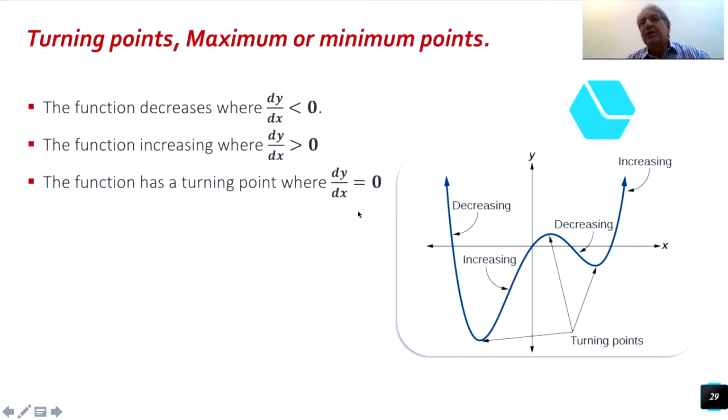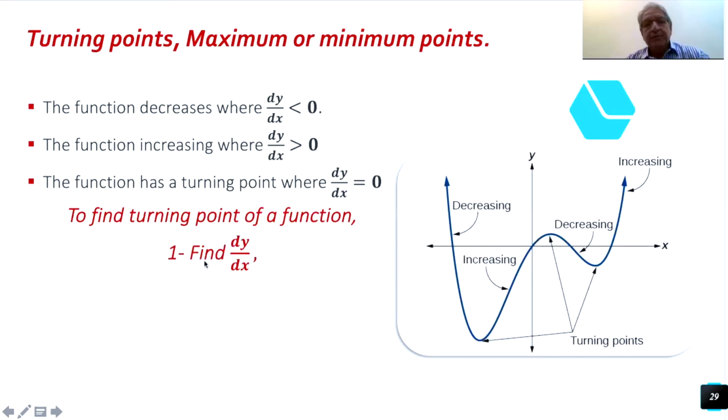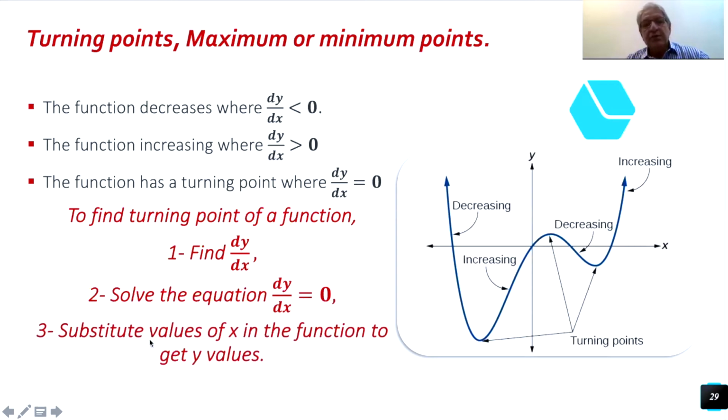Therefore, whenever you want to find turning points of the function or stationary points of the function, you need to put dy by dx equal to zero. Therefore, first you have to find dy by dx, then solve the equation for this, and then substitute the value of x in the function to get the y values. Therefore, these are the three steps you need to do to find the turning points or stationary points of the function.